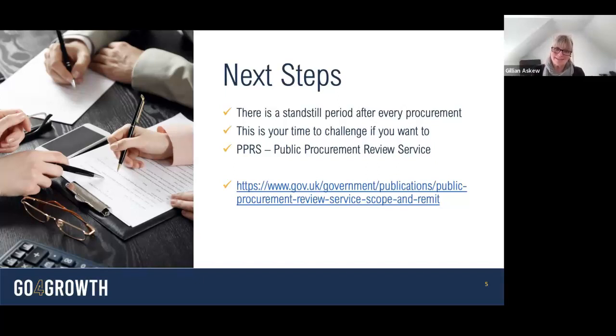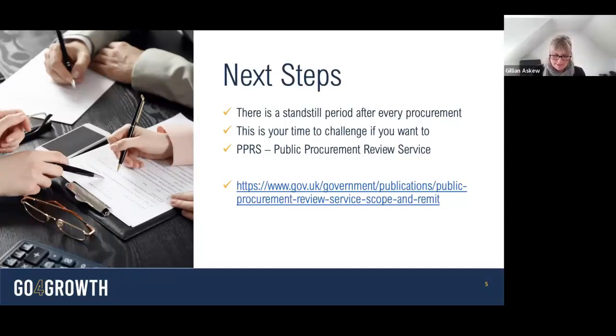But in addition to that standstill period, there is the Public Procurement Review Service, PPRS, and there's a link on the screen to them, and there'll be a link in the documents that come out also. Basically, the Public Procurement Review Service is one of a range of measures, and it's designed to help make the public sector easier to work with. It's designed to help suppliers and particularly smaller organisations or VCSEs, voluntary sector, and it's attempting to make sure that the playing field is level for those who want to supply the public sector.